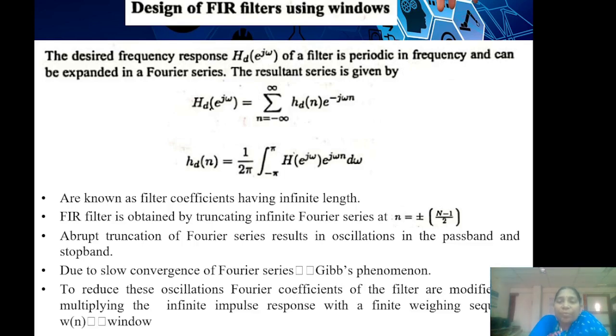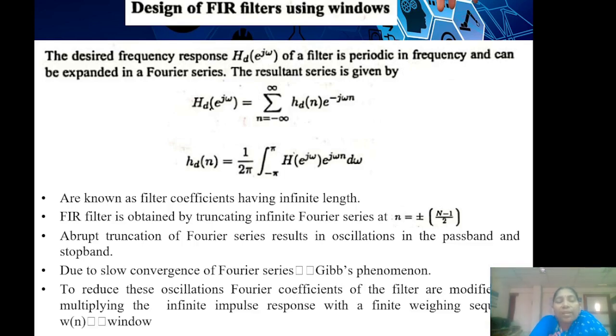But h_d(n) has infinite length, so we have to truncate it. To truncate it, we have to multiply using a window. If you do not do the truncation, it will create the Gibbs phenomenon, some undesired oscillations in the pass band and stop band, which is called the Gibbs phenomenon.